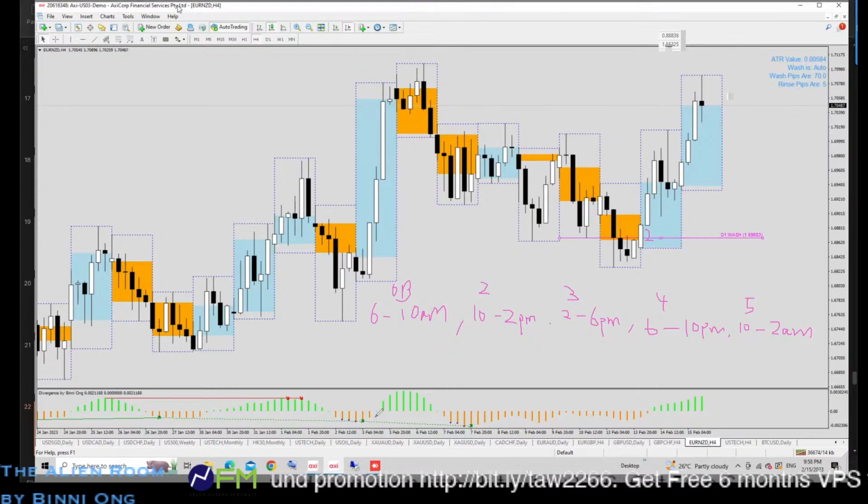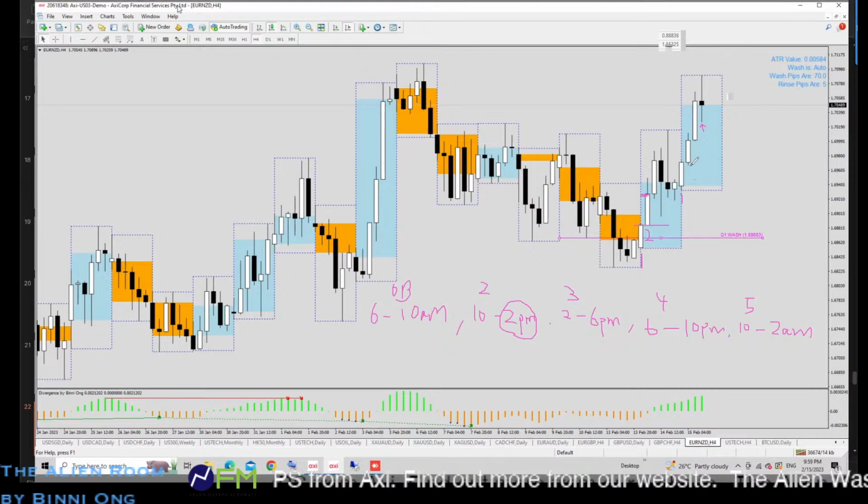So with these boxes and this bar, because the opening bar is number 1, now number 2 closed above the magenta line, closed above the opening bar high. Therefore, at 2 p.m., we had a signal in Euro Kiwi. So our buy happens around here. Do you need to wait for the second bar to close? Yes, you need to wait for the second bar to close, and therefore the second bar will close at 2 p.m.